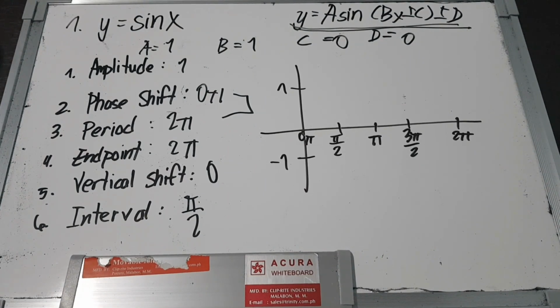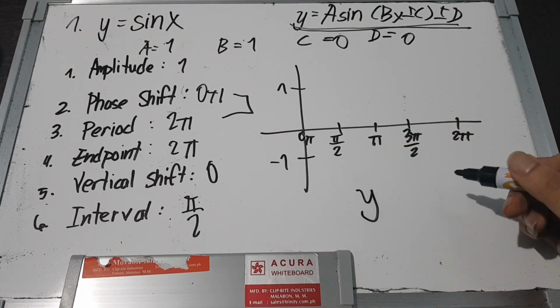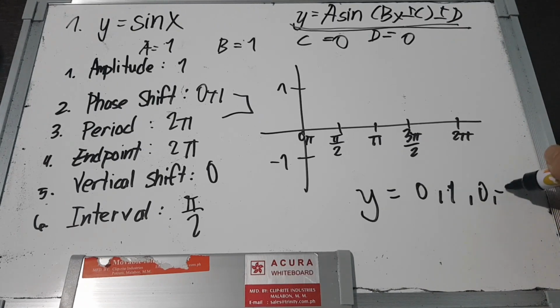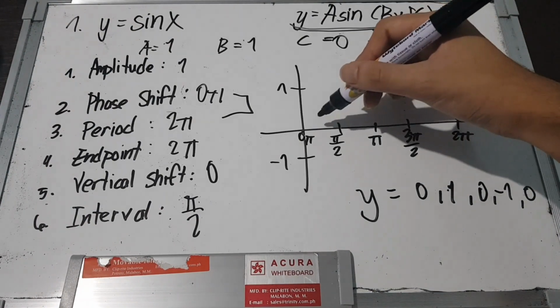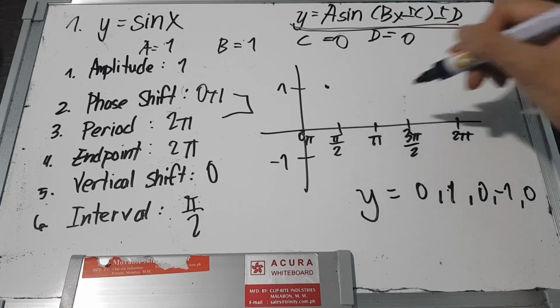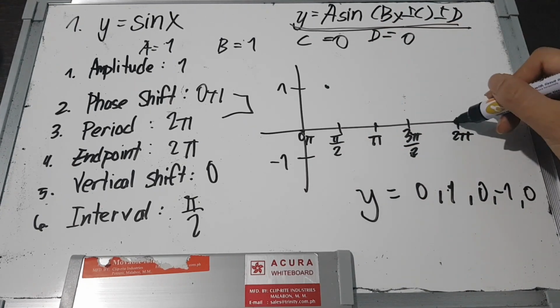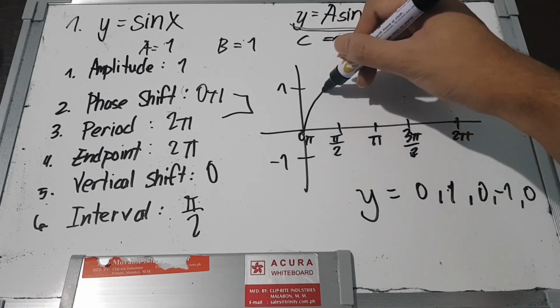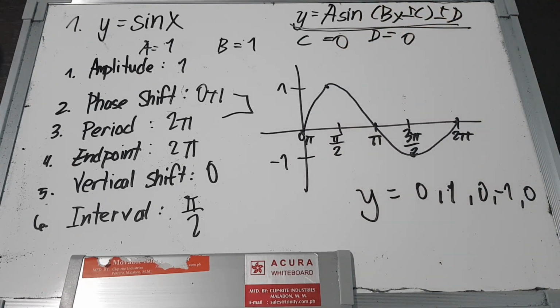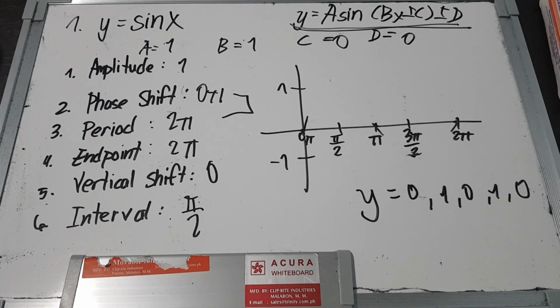Now it's time to plot the points and graph. First, we need to get the y values of the graph of sine, which is 0, 1, 0, -1, and 0. Plot all the points, and we would graph y equals sine x.